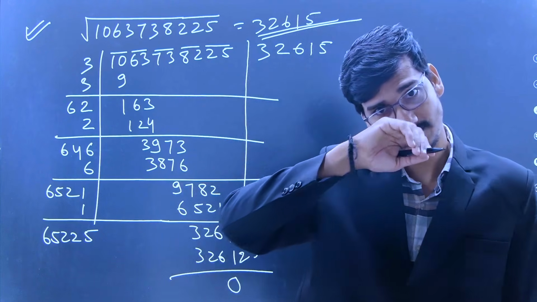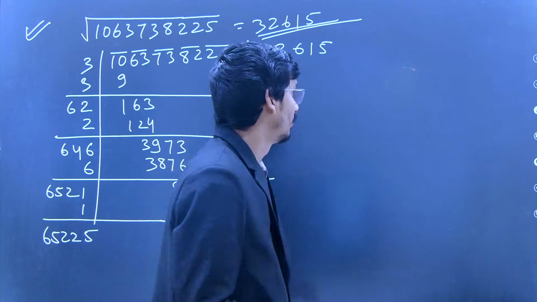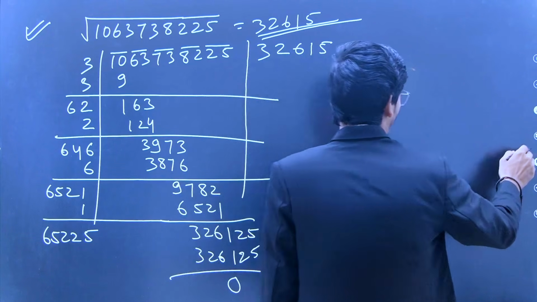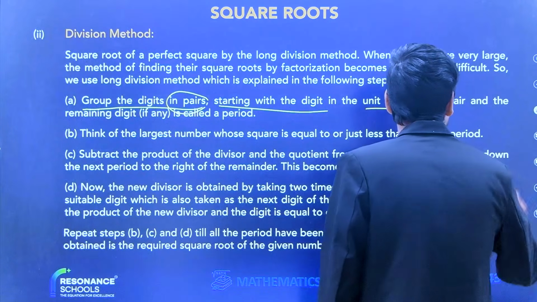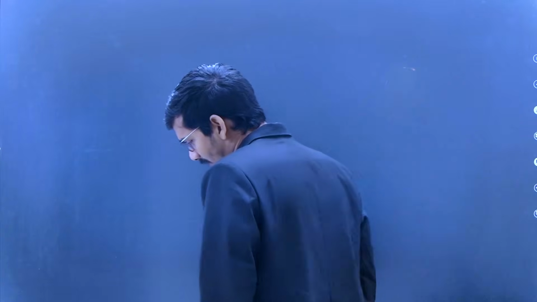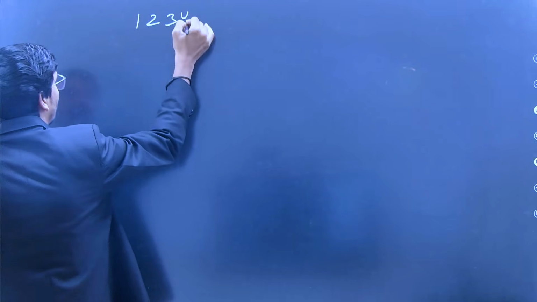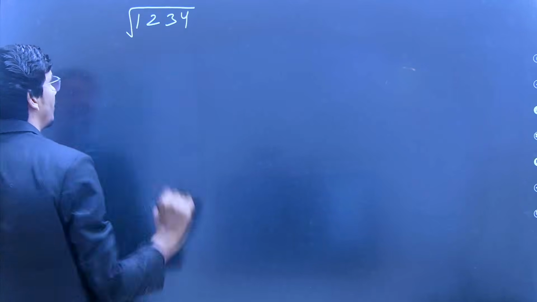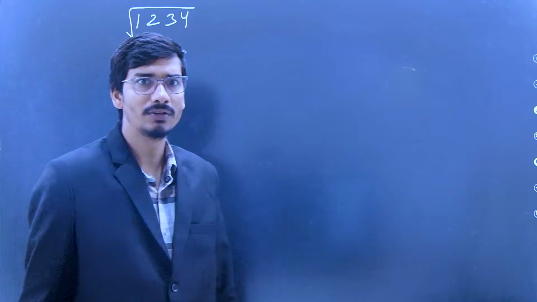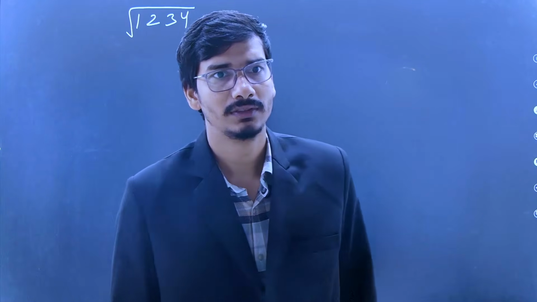Okay, now let's come to the next problem. Let us suppose we take a number which is not a perfect square. So I'm taking a three-digit or four-digit number, 1234. We have to find the square root of this quantity, 1234.